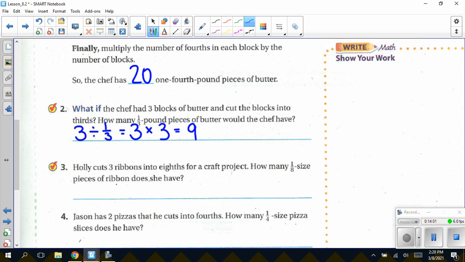So we have 9, and then our label is 1/3 pound pieces. Make sure if you would rewrite that label out, it doesn't look like 9 and 1/3, that you can actually tell that the 9 is what is your final answer. The 1/3 pound pieces is what you would have as your label.